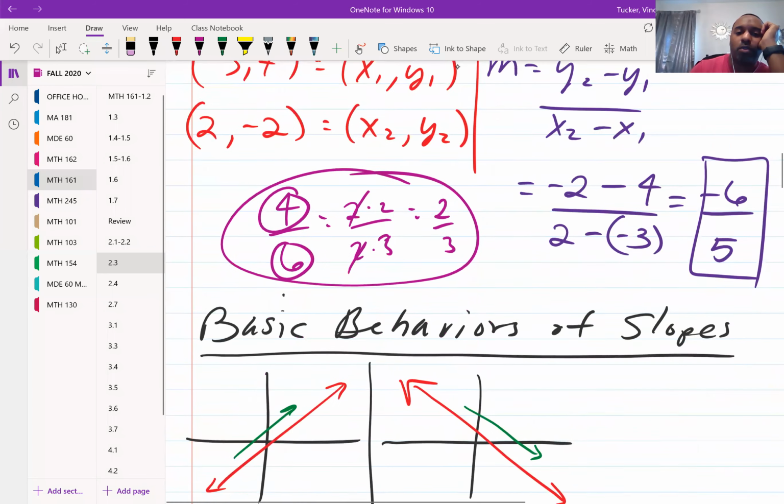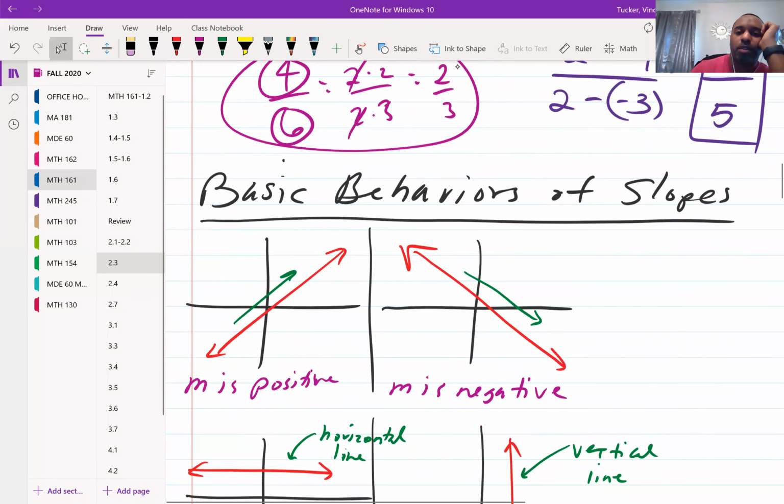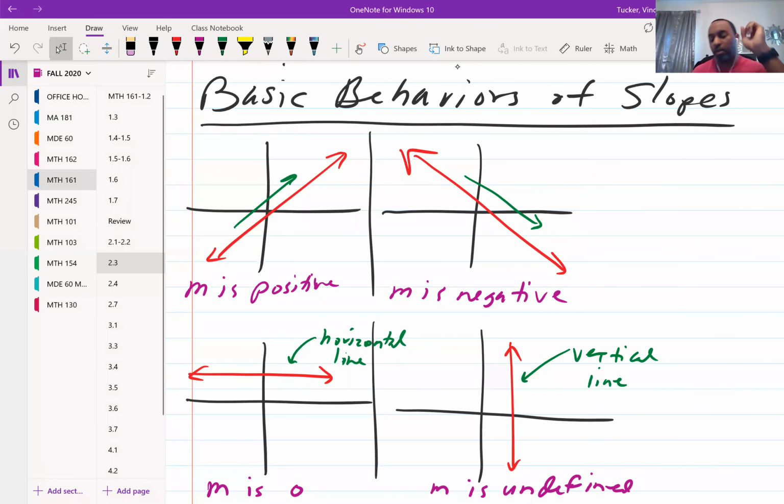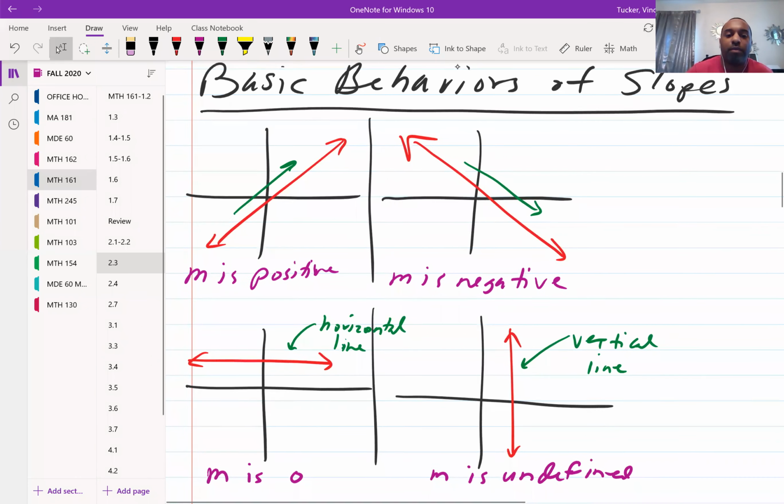All right, so our basic behaviors of our slopes. There are 4 basic behaviors of your slopes. When you're reading your graph, following it from left to right, if it goes up, then your slope is positive. If your graph goes down, your slope is negative. If it's a horizontal line, your slope is 0. If it's a vertical line, your slope is undefined.